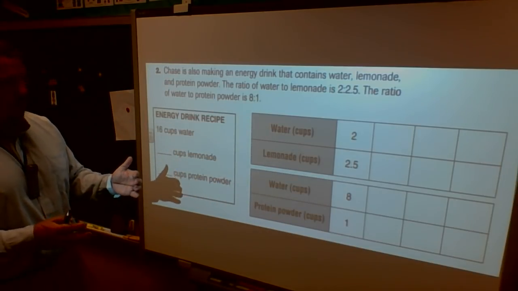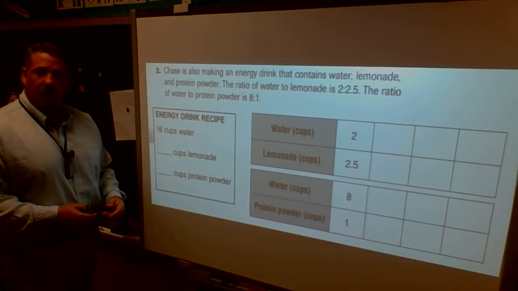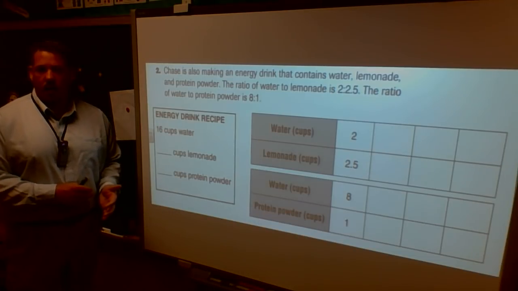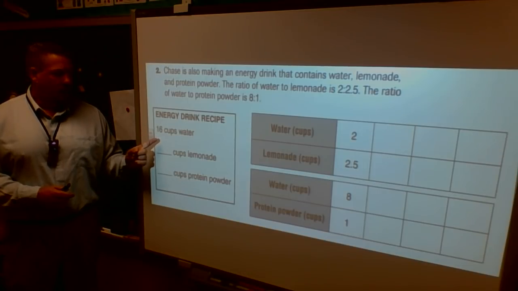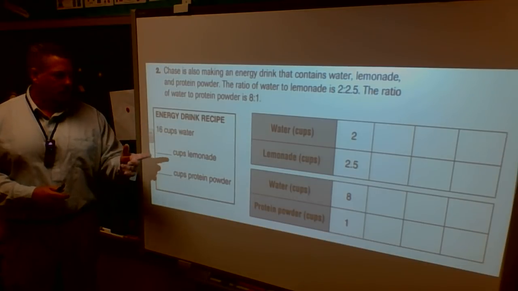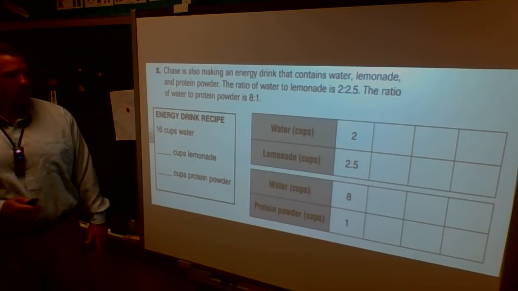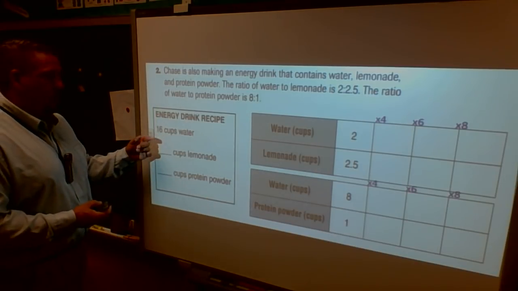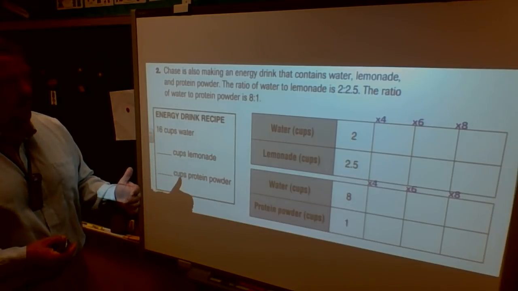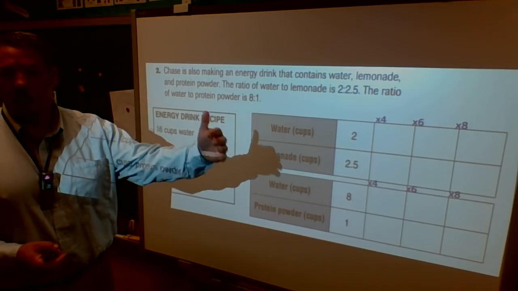So if I would just multiply by my 4s, is it going to get me to the cups of water that I need? Well, I need 16 cups of water. If I just multiply 1, 2, 3, 4, it's not going to get me there. So I have to do some mixing around until I know I get to how many cups I need. So what I did is I multiplied by 4, by 6, by 8.